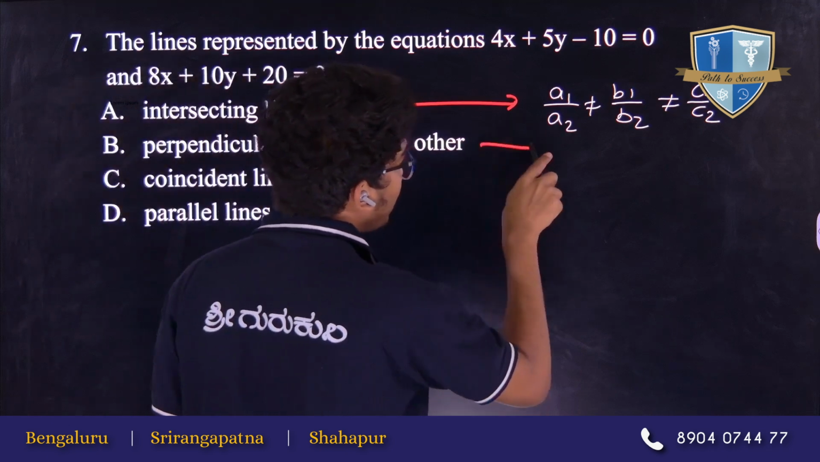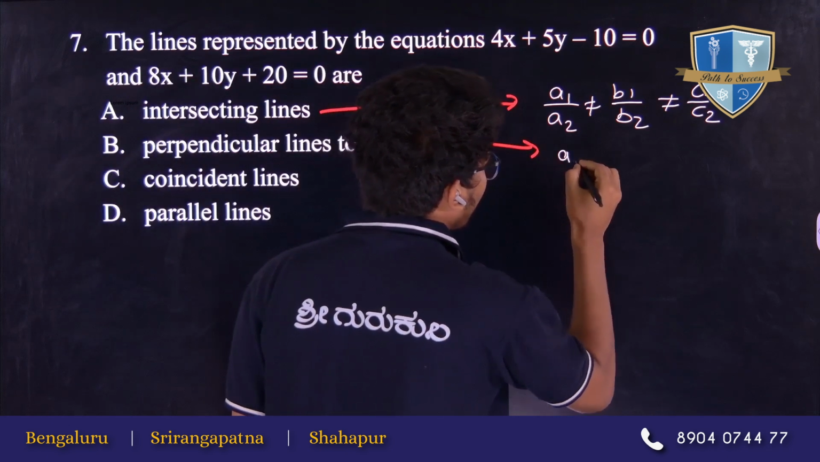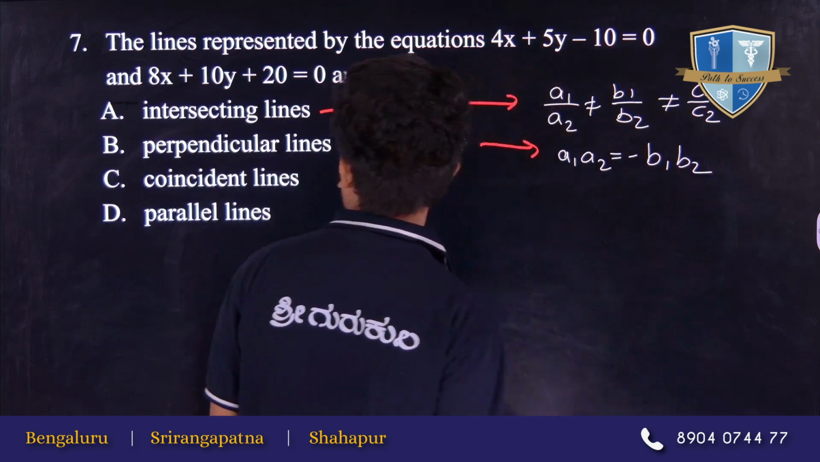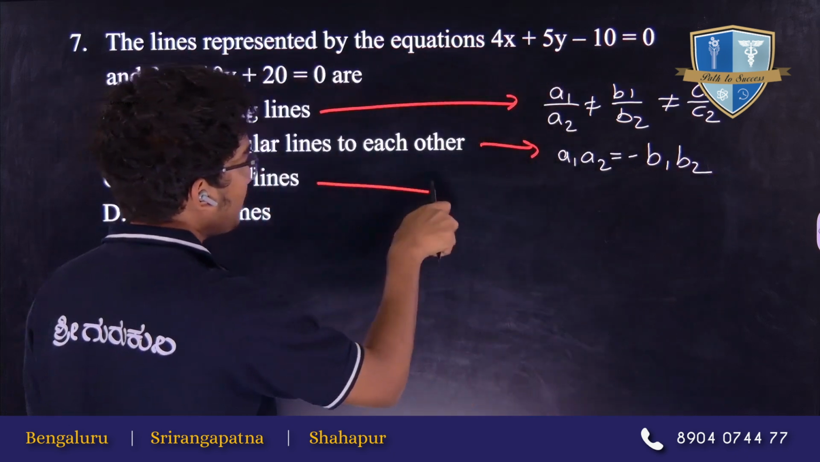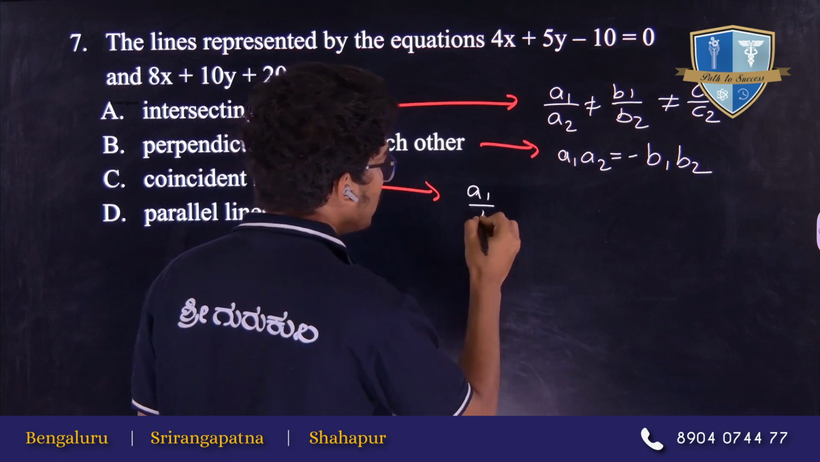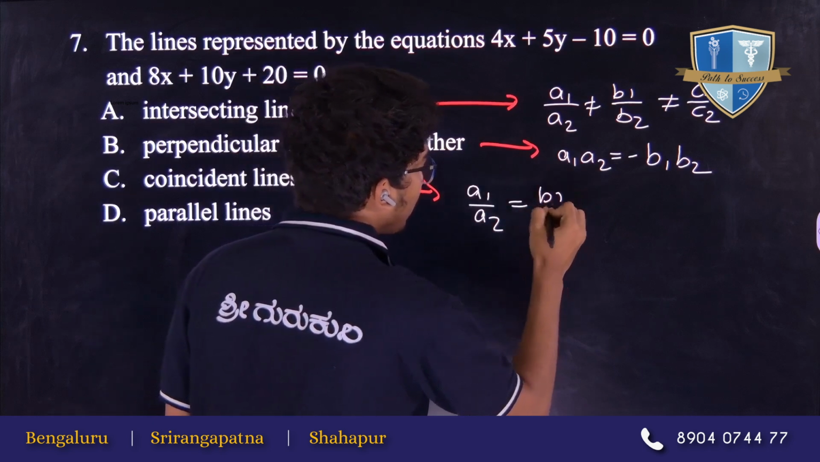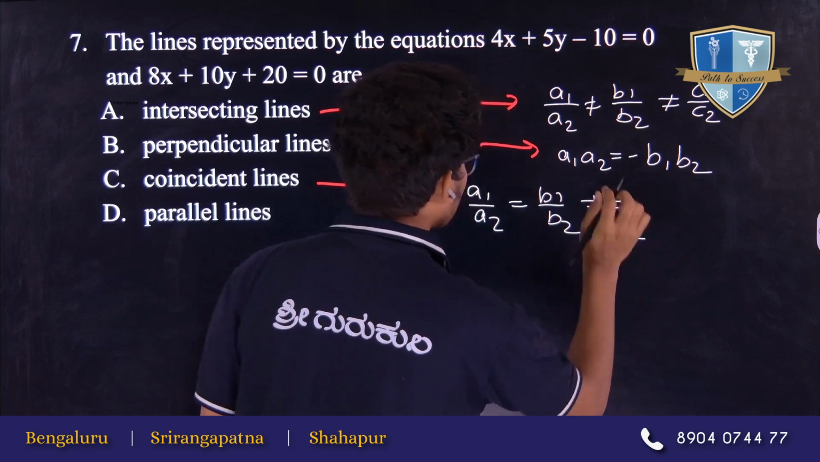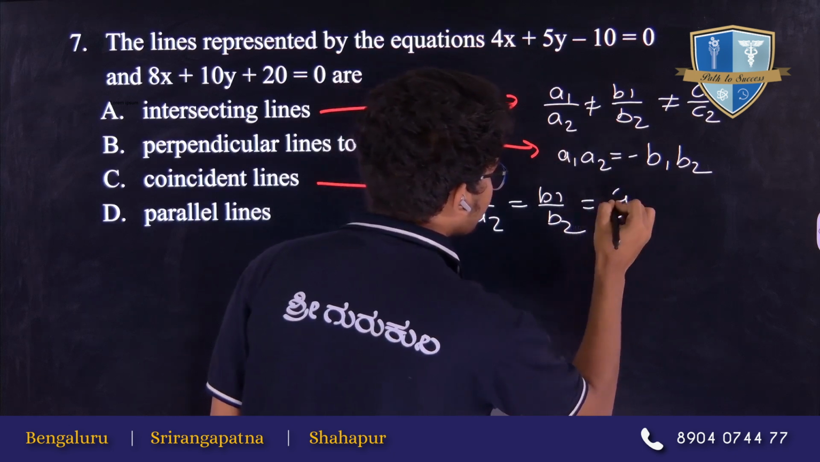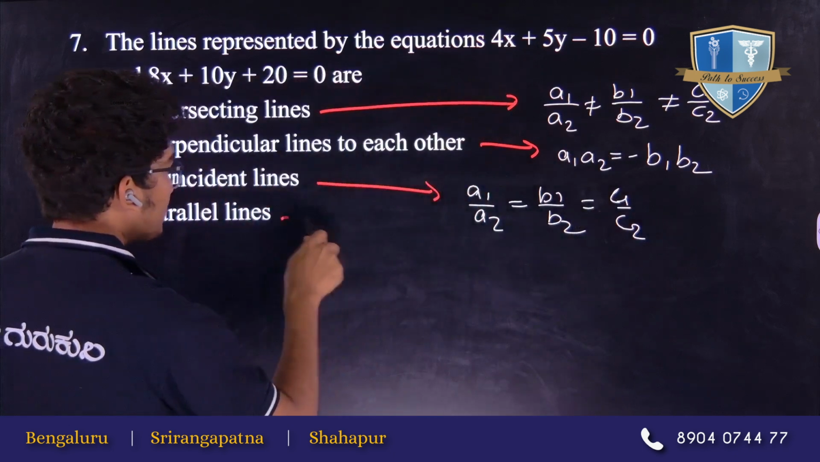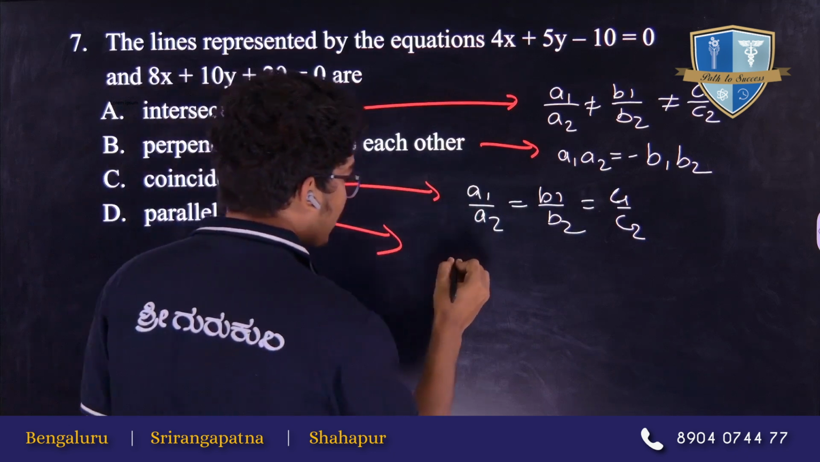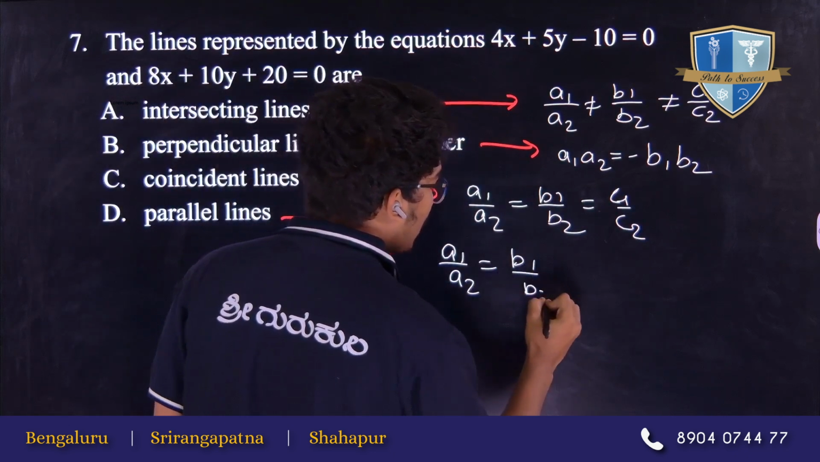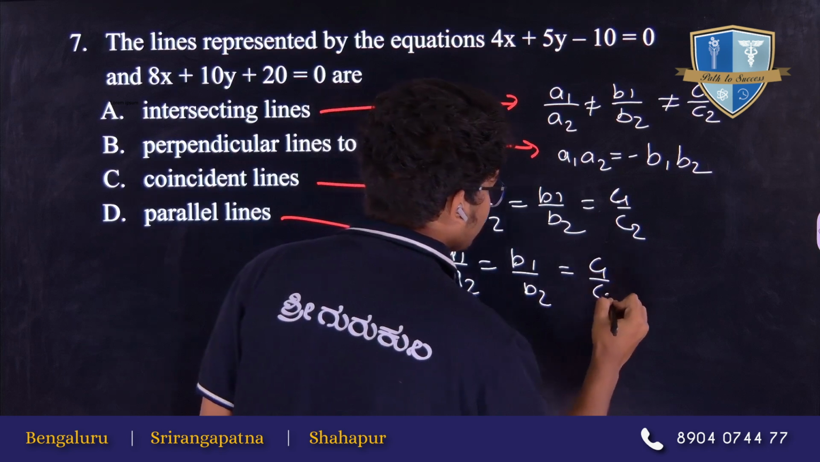Two lines are perpendicular when a1 a2 = -b1 b2, and two lines are coincident lines when a1/a2 = b1/b2 = c1/c2. And two lines are parallel to each other if a1/a2 = b1/b2 and is not equal to c1/c2.